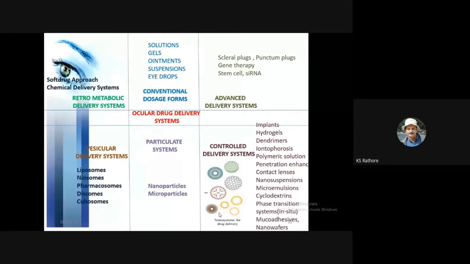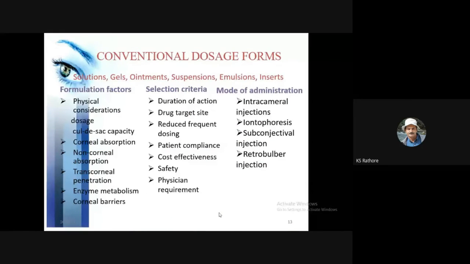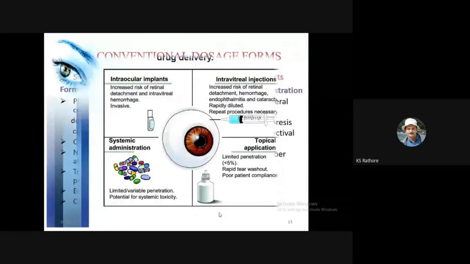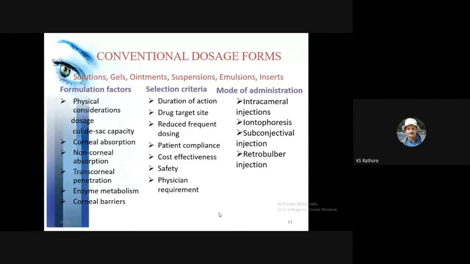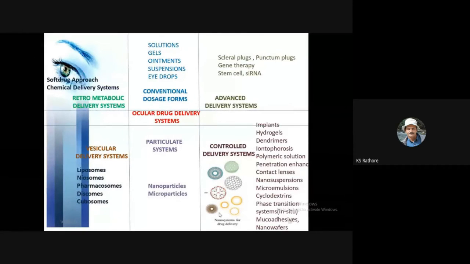When we use all these systems, we can increase the concentration of drug, and we can reduce whatever disorder or problem is there. Another part is particulate systems. In particulate systems, there are nanoparticles, microparticles, neutralized lipid carriers or solid lipid nanoparticles.